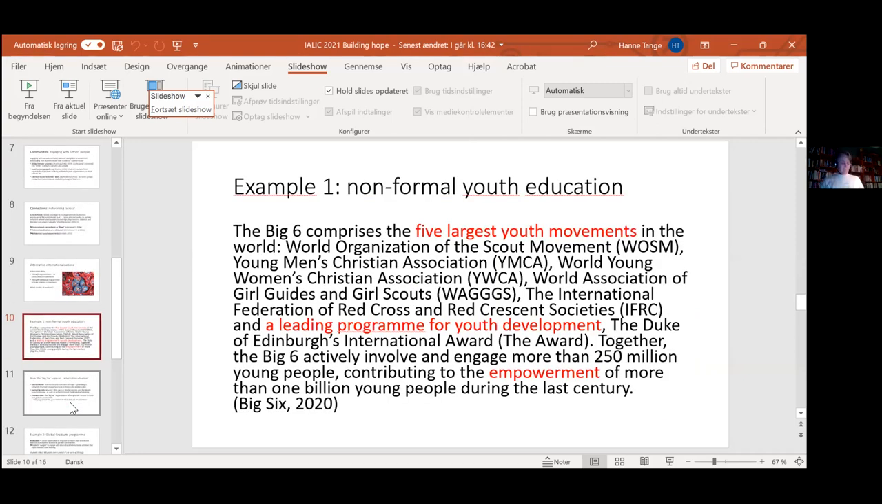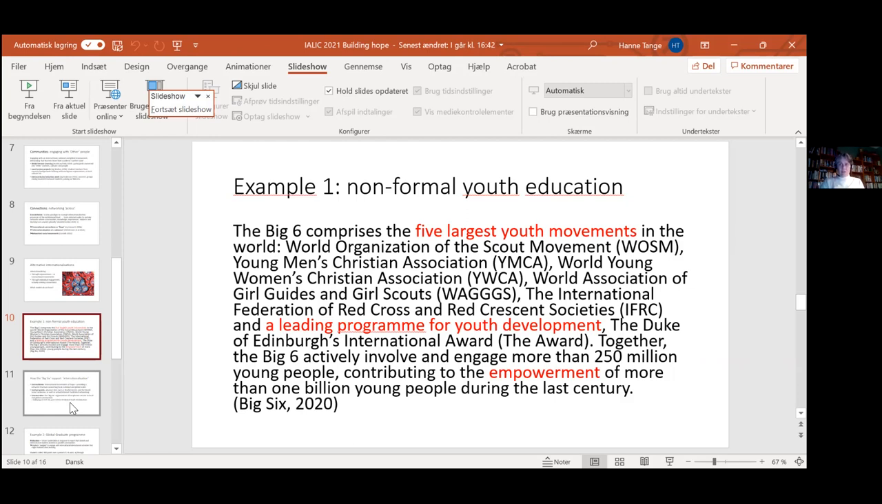So the first example, and this is so big, I'm not quite sure what I'm going to be doing with it just yet, but only 2 years ago, the five largest youth movements, so the World Organization of Scouts, YMCA, YWCA, the World Association of Girl Guides and Girl Scouts, Red Cross, Red Crescent Societies, and the Duke of Edinburgh Awards scheme came together to form what they call the Big Six Organization for Non-Formal Youth Education. This is a massive transnational movement. 250 million young people coming together to be empowered through leadership training. That's a force to be reckoned with.